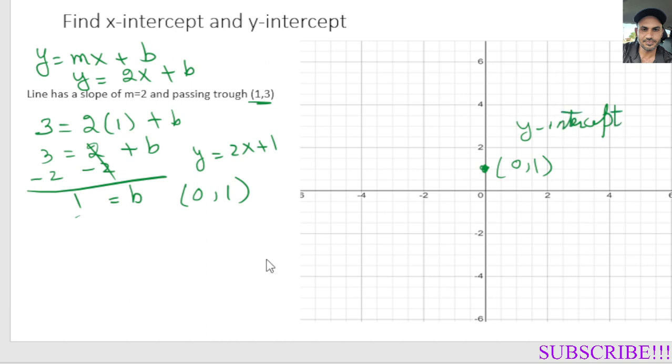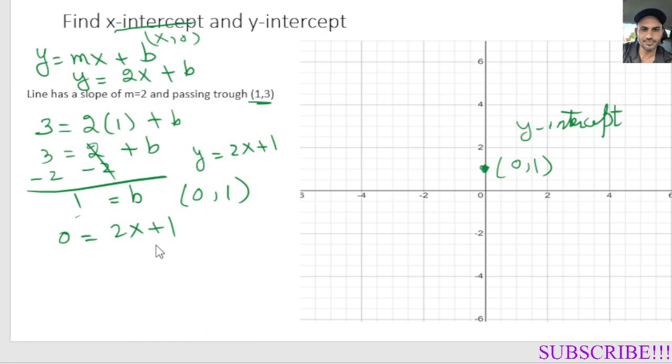Okay. Now let's solve for the x-intercept. The x-intercept is a point where the graph is going to cross the x-axis. So the y value is going to be 0. So once we know the information, then we can solve for what the x value would be. So we plug in the y value. So the x-intercept is going to be right here, some x value, 0, where the y value is 0. So let's plug in here, y is 0, 2x plus 1.